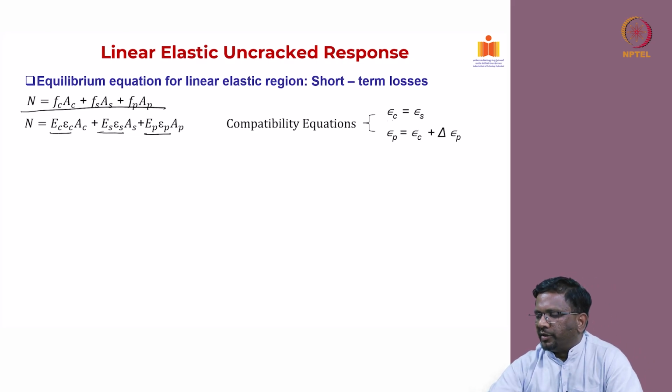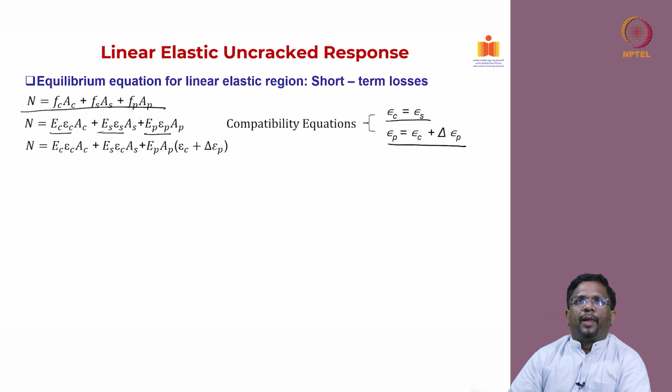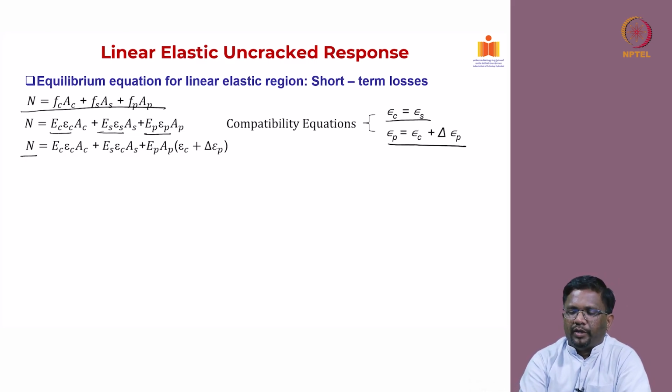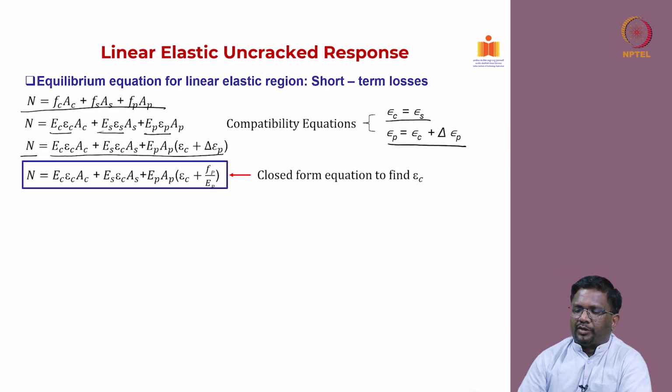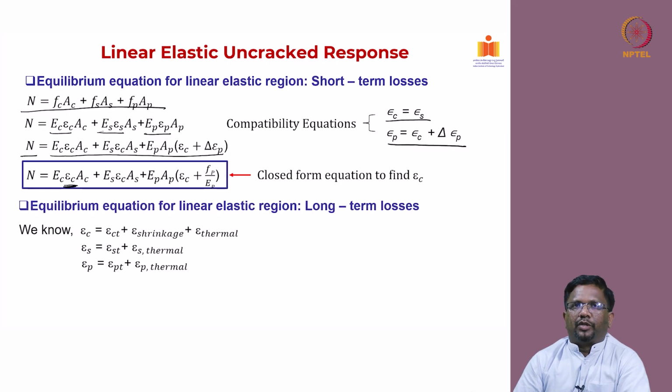Now, we know the compatibility conditions: epsilon c is equal to epsilon s, epsilon p is equal to epsilon c plus delta epsilon p, where delta epsilon p is nothing but your initial strain. Then you can form an expression between axial load and the strain directly, right. So, you can plug in all your compatibility equations, then finally everything can be expressed, load can be expressed in terms of the assumed strain value, epsilon c. Okay, this is a closed form equation to find strain. So, if you give me the load, I can find out what is the strain that is causing that particular load, right. So, this is one closed form equation.